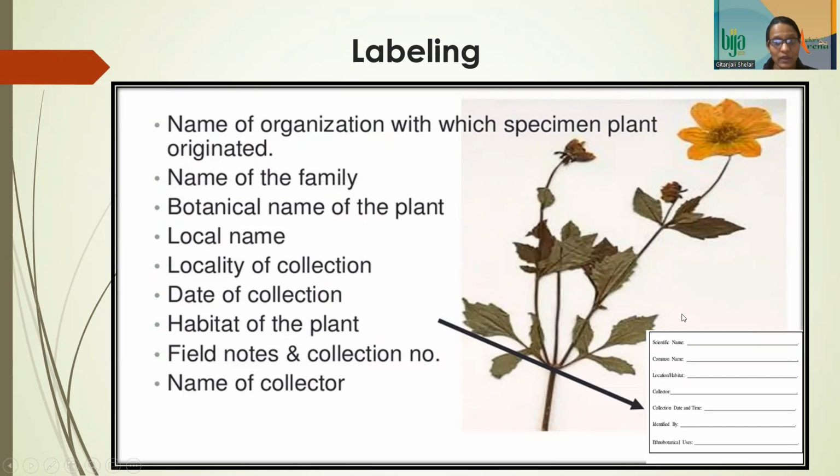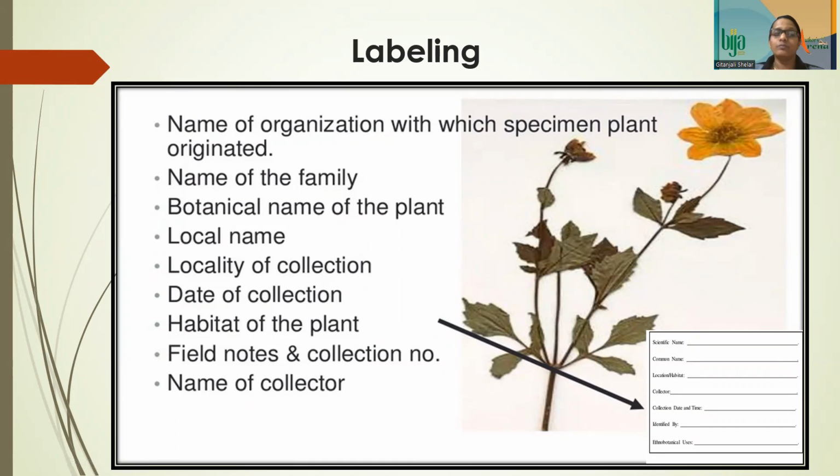Write down the vernacular name, that means the local name. Okay, write down the locality of the collection, where it was collected. Write down the date of that collection. What is the exact habit, whether it is a tree, shrub, or herb. Okay, so we have to write down the habit and the habitat, as well as the name of the collector. All these things we have to write down at the lower right corner of the sheet. So this is the labeling.